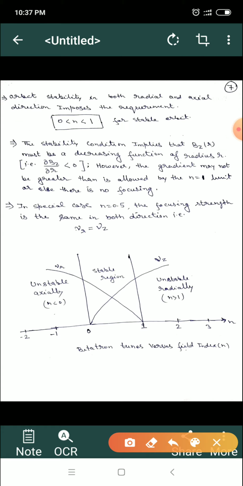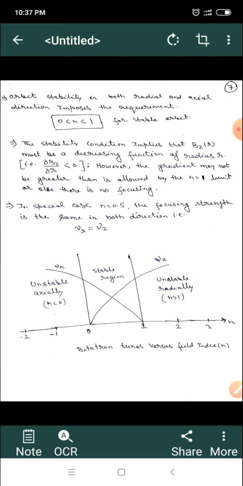It means a stable orbit. So this is a very important condition. The value of n, the field index, should always be greater than 0 and less than 1. So the stability condition implies that Bz must be a decreasing function of radius r, that is, del Bz upon del r should be less than 0, that is, it should be negative.